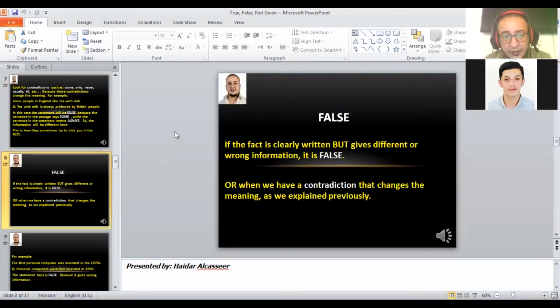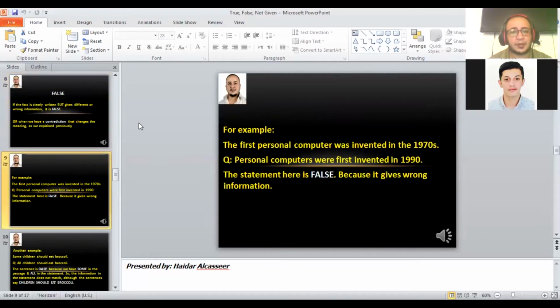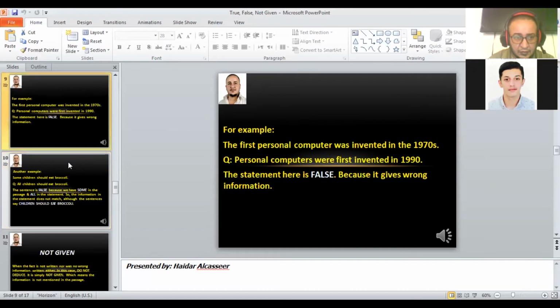Let's come to the false. If the fact is clearly written, but gives different or wrong information, it's false. Or when we have a contradiction that changes the meaning as we have just explained. Okay? Let's take an example. For example, if you have in the passage, the first personal computer was invented in the 1970s, and the question says personal computers were first invented in 1990. 70s, 90 is false. It's clear. False.